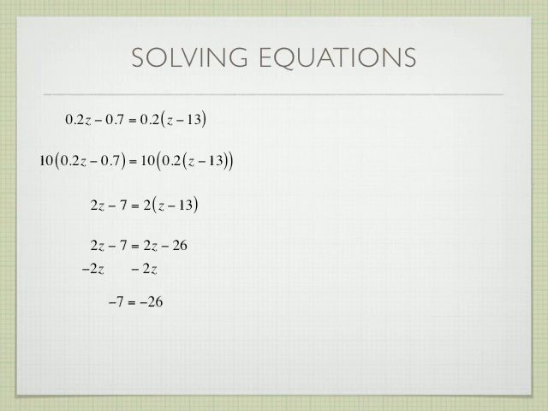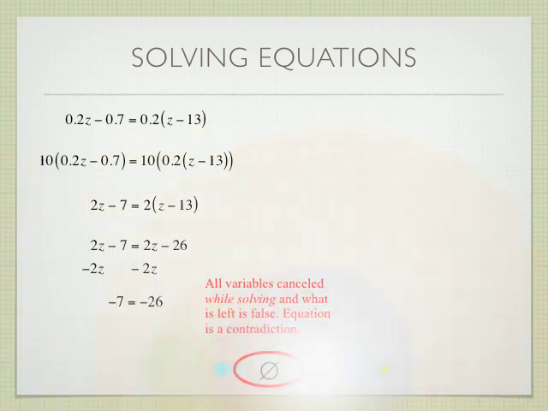Now what happens if all my variables cancel and I'm in the middle of solving an equation? That means it's either a contradiction or an identity. Since that's not true, it's a contradiction, and my answer is no solution.